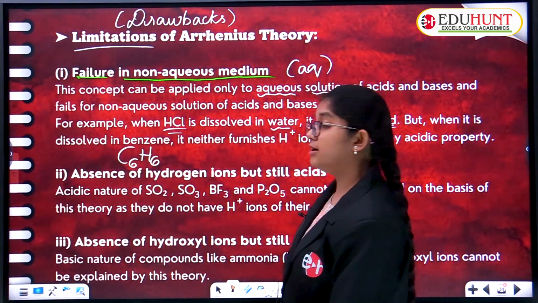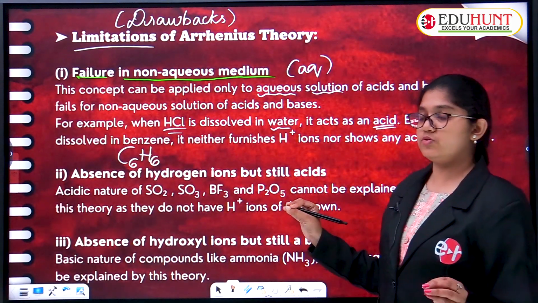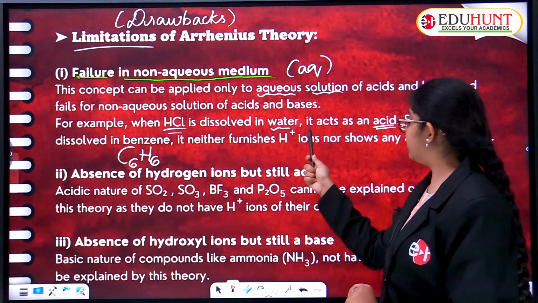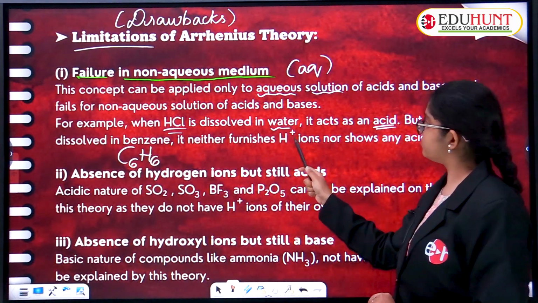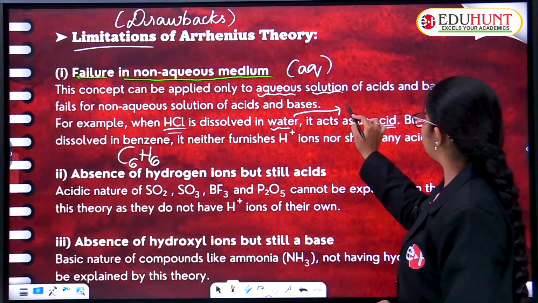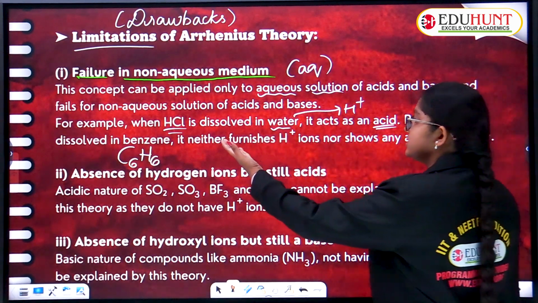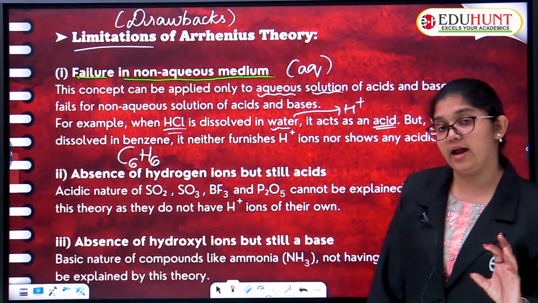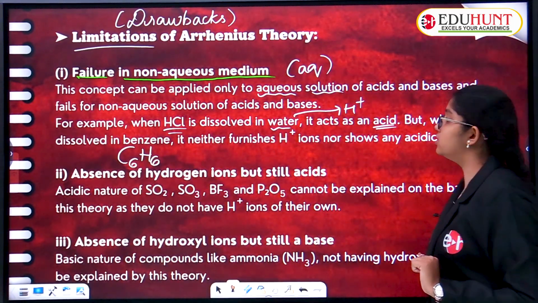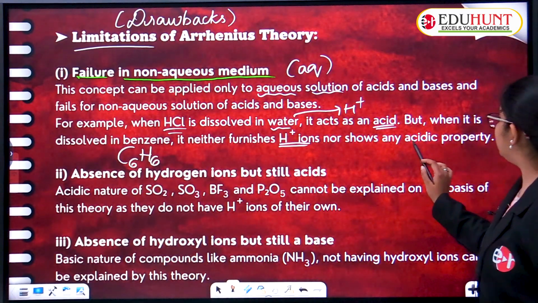C6H6. If HCl is dissolved in water, it produces H plus, which means water is an aqueous solution. So it happily liberates H plus ions, because HCl is acting as an acid in aqueous solution. And when it is dissolving in benzene, it is not furnishing H plus ions, nor showing any acidic property.